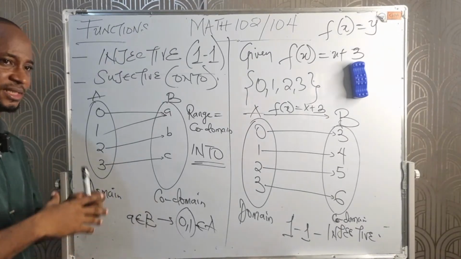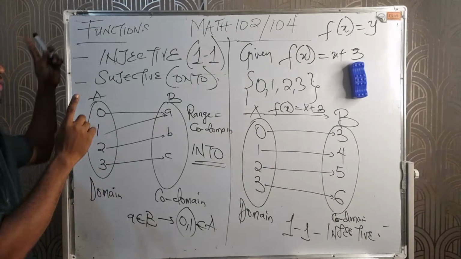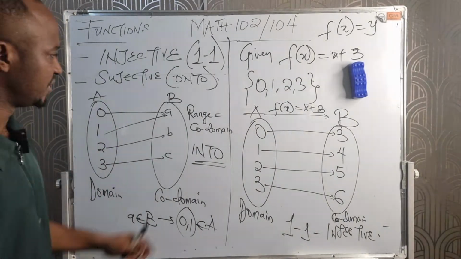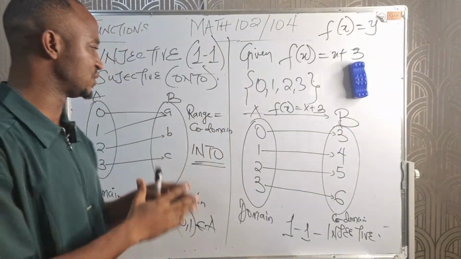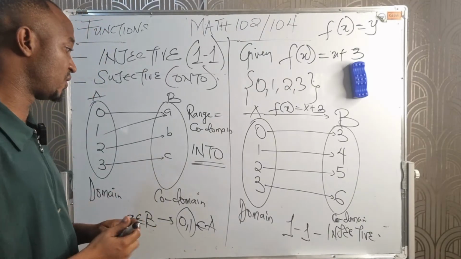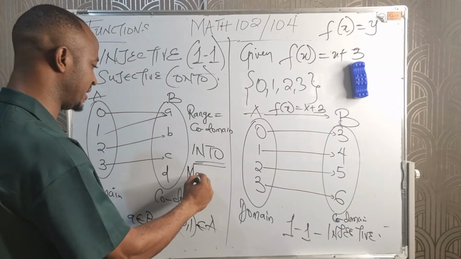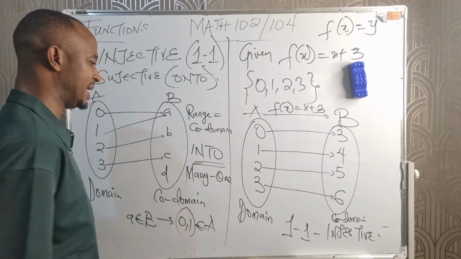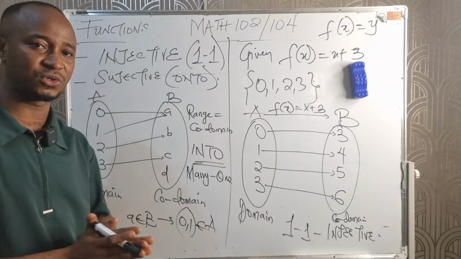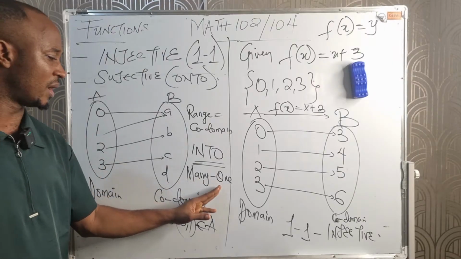Into mapping function is a kind of onto mapping function whereby every element in the codomain is assigned to at least one element in the domain, but the range of the function is not equal to the codomain. We call that an into mapping function. Some other people call it many to one. An into mapping function is also called a many to one mapping function.